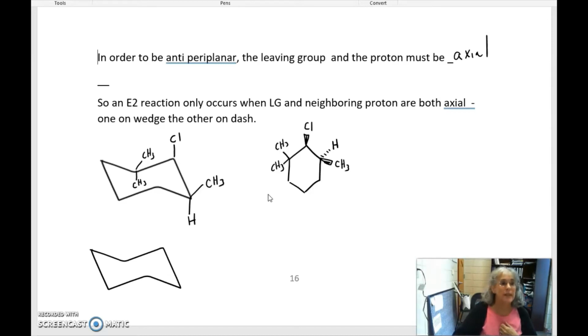Okay, so these atoms are now in line. They're planar, antiperiplanar, and they're in the correct position for an E2 reaction.